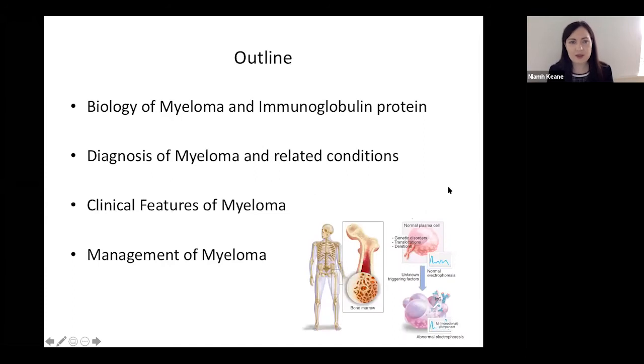So just to give you a quick outline of the talk today, first I'm going to discuss the biology of myeloma and the immunoglobulin protein. That's a very important part of diagnosis and monitoring of the disease and what that means. I'll also talk about how we actually diagnose multiple myeloma and its related and precursor conditions, the clinical features of myeloma and how they affect patients, and I'll give a broad overview of the management of multiple myeloma also.